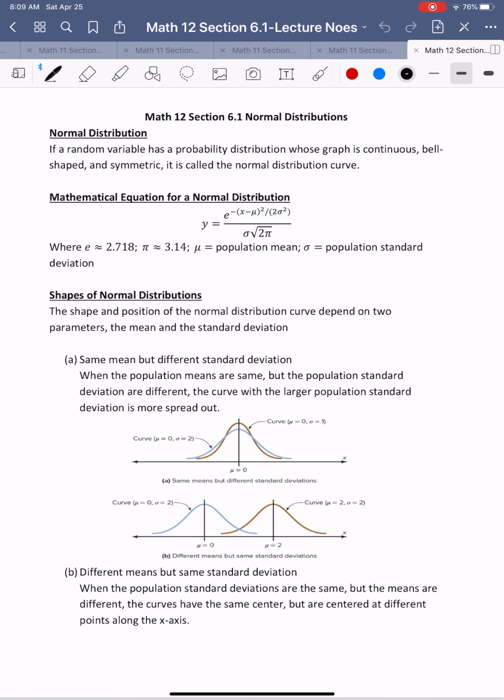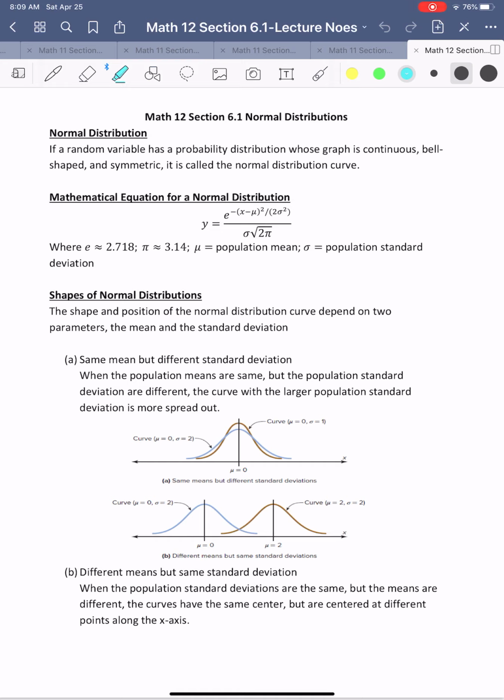Hello, this is section 6.1, normal distributions. If the random variable has a probability distribution whose graph is continuous, bell-shaped, and symmetric, it is called a normal distribution curve.